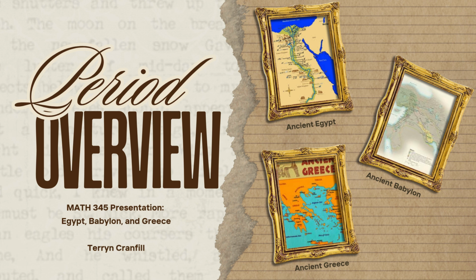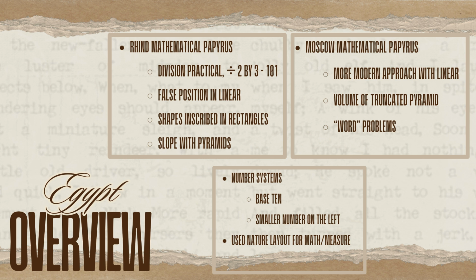So today we're going to be doing a period overview for Math 345 on Egypt, the ancient Babylonian Empire, and Greece. So for Egypt, I did the Rhind Mathematical Papyrus, and they talked about division in a practical way. They used division in a very practical way, a little different than us.